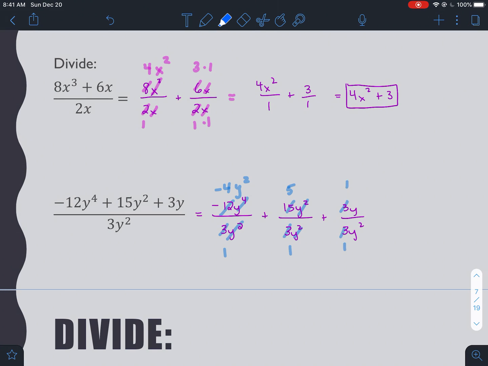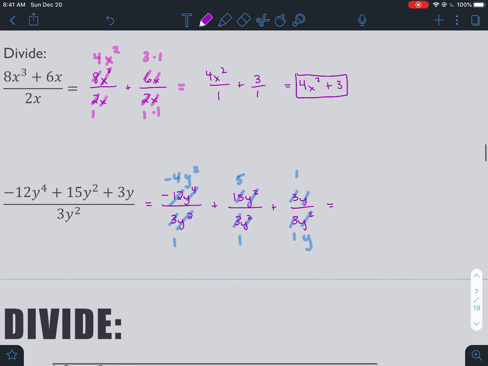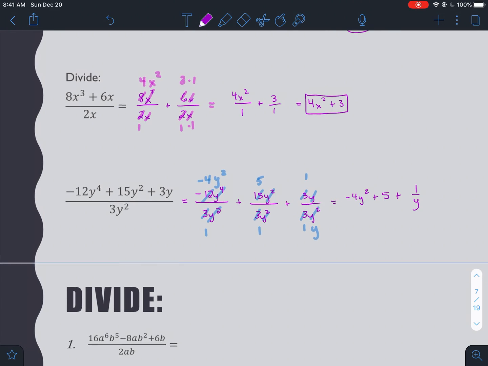And then plus 3y over 3y squared. Well, the 3's reduce to 1 over 1. And then the y over y squared, you would have a y left in the denominator. So what we're left with now is negative 4y squared over 1, so just negative 4y squared, plus 5, plus 1 over y left in the denominator. And we can leave it like that. And so it would be left with a trinomial. But notice it's actually not a trinomial, because that last term is not a polynomial.